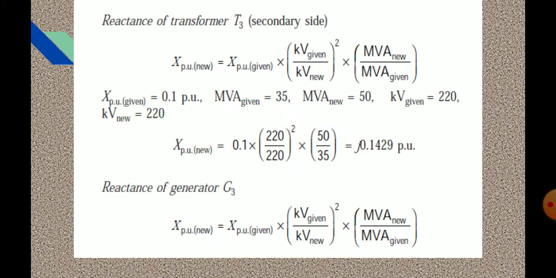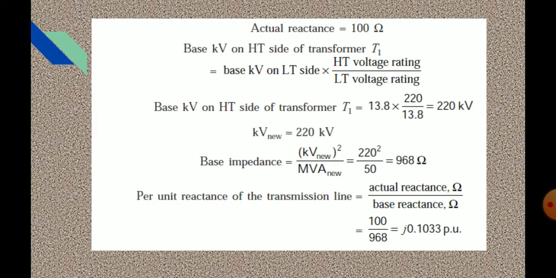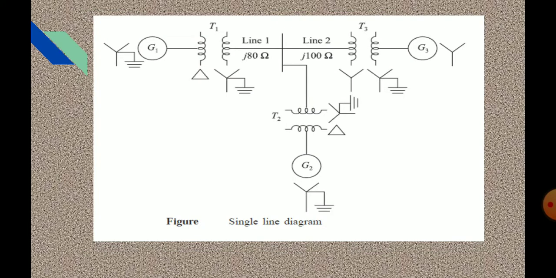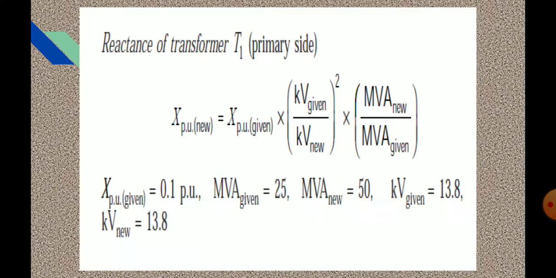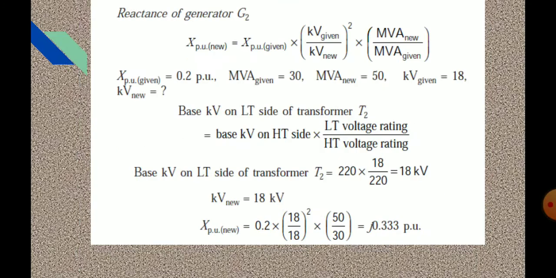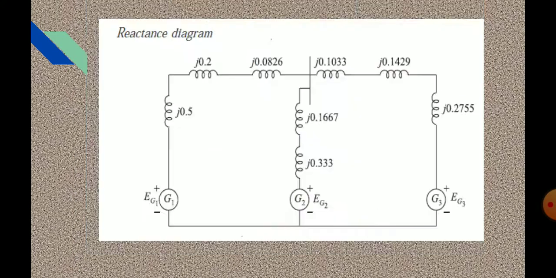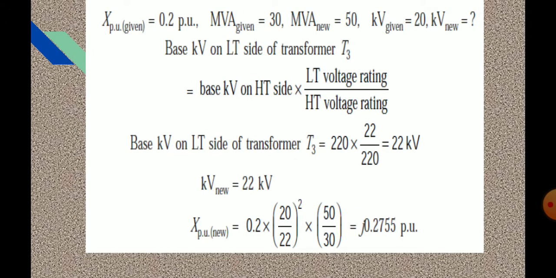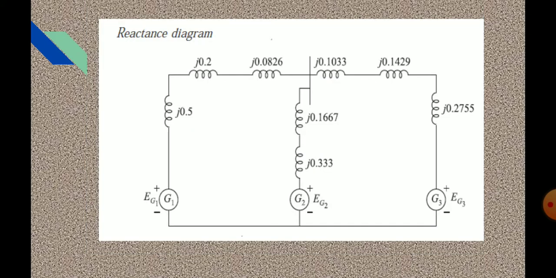Next, the reactance of transformer T3. For transformer T3, all the values are given, and in the circuit diagram both sides are star connected, so we need not go for transformation. We directly substitute the values in the formula and get the answer for transformer 3. For the reactance of generator G3 also, the values are given and substituted, and we get the final value in per unit. So all the values are expressed here: generator 1, generator 2, generator 3, all the reactances are represented. Thank you.